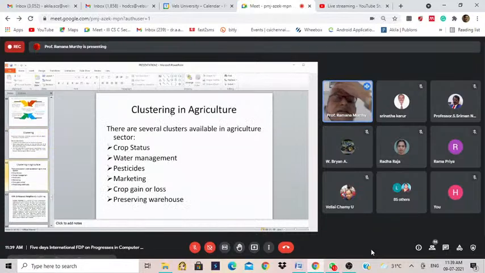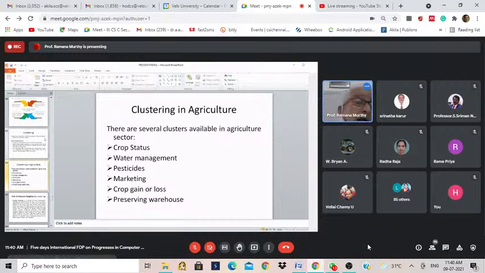Now, clustering in agriculture. Clustering can be adaptable in every sense, so while we are using it in IoT and IoE, we will use it everywhere. Therefore, I have taken one such component, and that's why I'm talking about clustering in agriculture. There are several clusters available in agriculture, which include crop clustering, where you find out the crop status, and water management, pesticides, marketing, and then crop gain or loss and preserving warehouses. You have several cluster services available, and now you have to use them for our application.